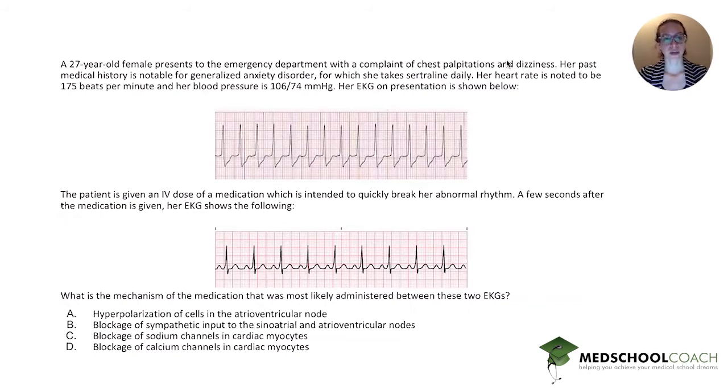A, hyperpolarization of cells in the atrioventricular node. B, blockage of sympathetic input into the sinoatrial and atrioventricular nodes. C, blockage of sodium channels in cardiac myocytes. Or D, blockage of calcium channels in cardiac myocytes.